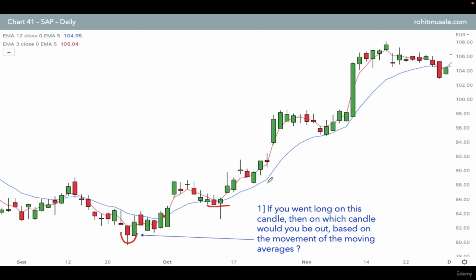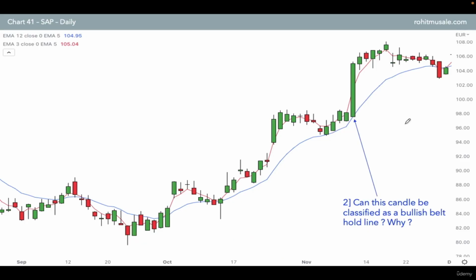It did not happen here. It did not happen here. Here on this black candle, there is a dead cross. The red line is crossing the blue line. So if you had gone long on this candle and just sat on that trade and followed the moving averages, you should have exited on that candle. That's a huge profit.